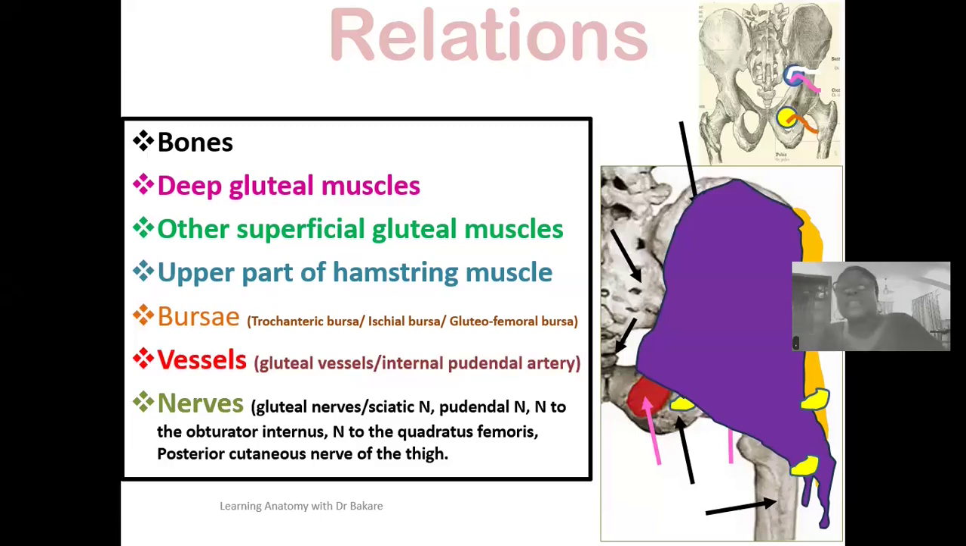This kind of pattern is also formed by the superior and the inferior gluteal arteries. So in doing this, they also need to pass through the sciatic foramen. And through this course, they are seen to also be related to the gluteus maximus.